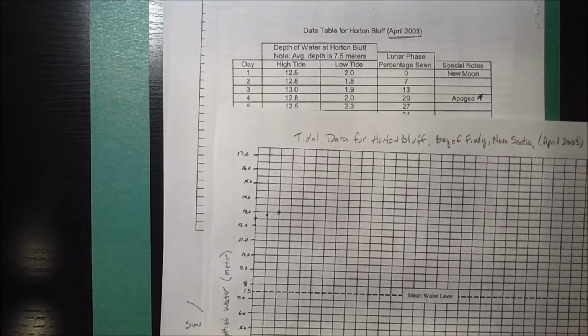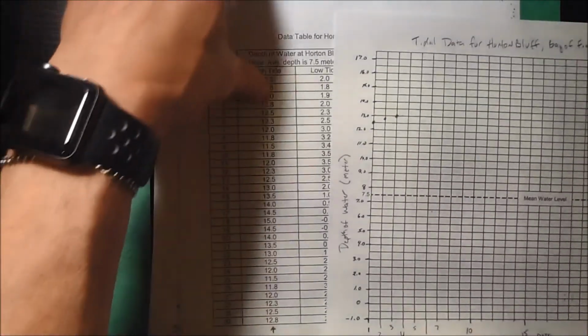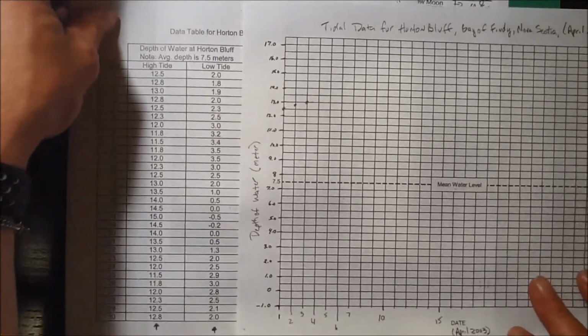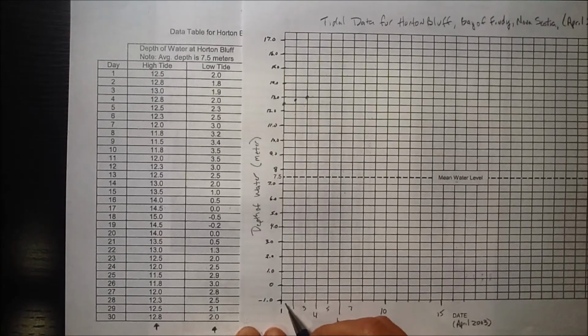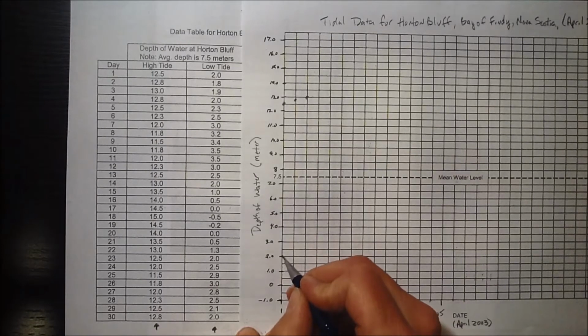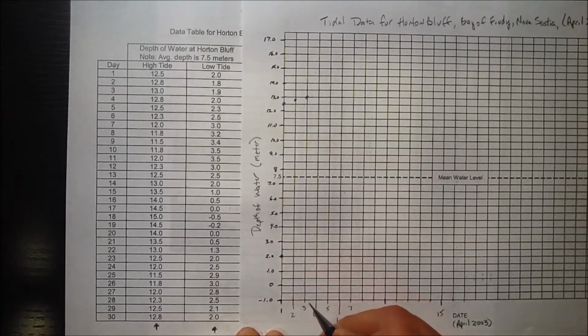Now, your low tide graph. Okay, I'm going to go down to the bottom. You're going to be plotting a second line. Okay, you have to do all 30 points. I'm not going to show you plotting 60 points, but for the low tide graph, on day 1, the low tide was at 2, which would be that point.